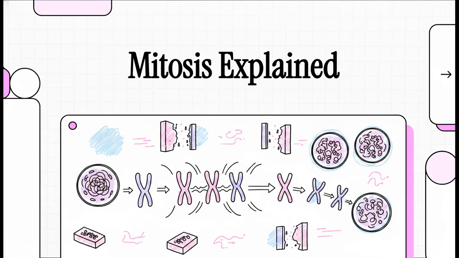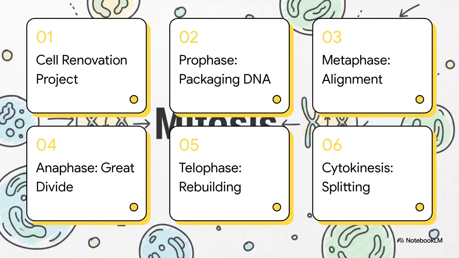Now, I want you to think of this not just as a simple cell division, but as a complete top-to-bottom interior renovation. We're talking entire walls coming down, genetic blueprints being tightly boxed up, sorted out, and then meticulously unpacked into a brand new space. It is a highly choreographed dance. And by the end of this explainer, you're going to see exactly how a single cell perfectly clones itself without missing a single detail. Okay, let's dive into this.